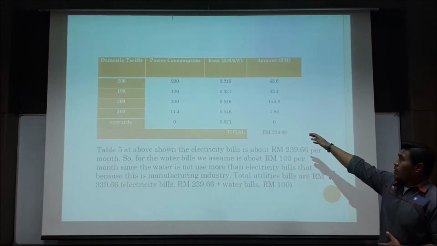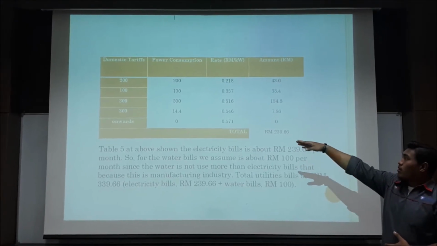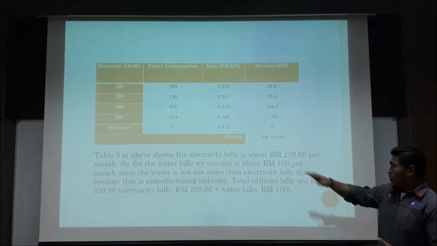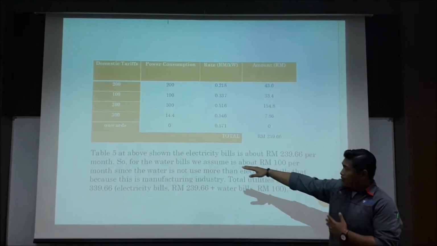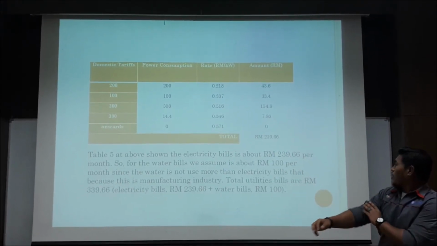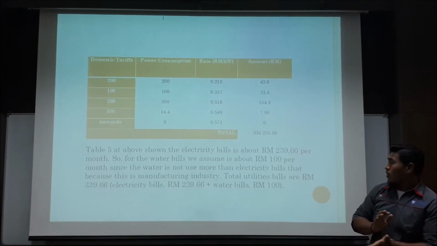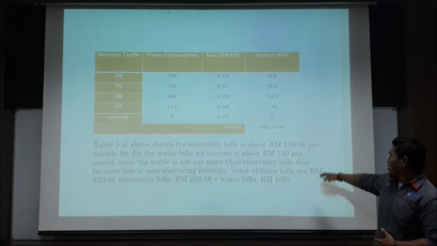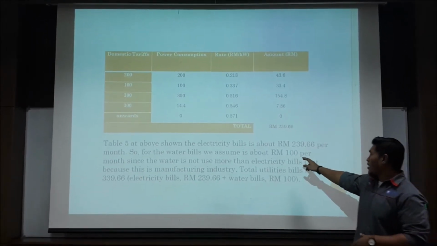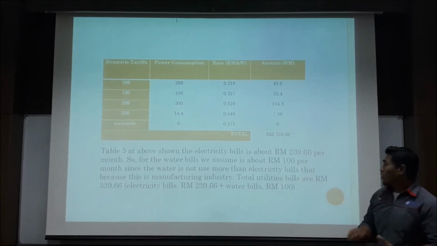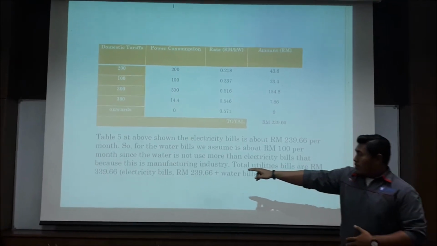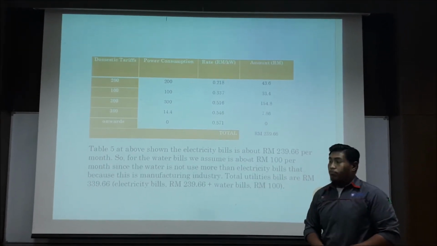Okay, based on this table, the domestic tariff for electricity is based on the power consumption, rate and amount. Table 5 above shows the electricity bill is about RM239.66 per month. The water bill is assumed as RM100 per month. So the total cost for the utility base is about RM339.66 per month.